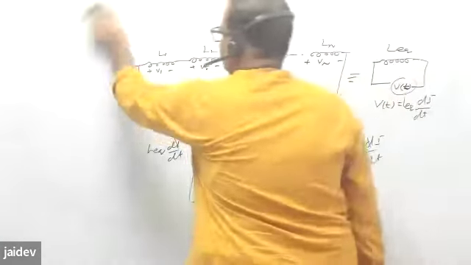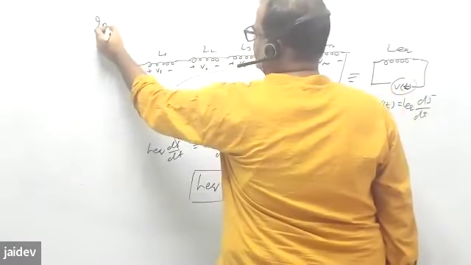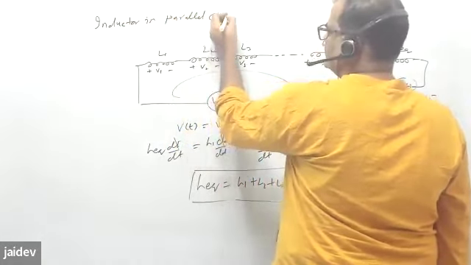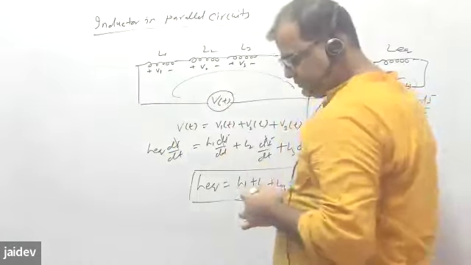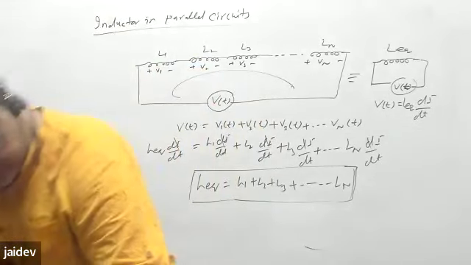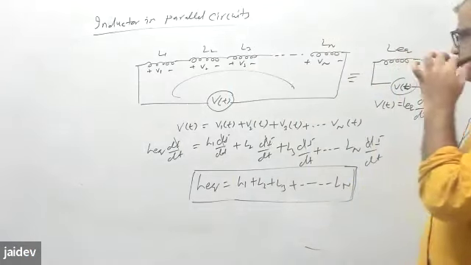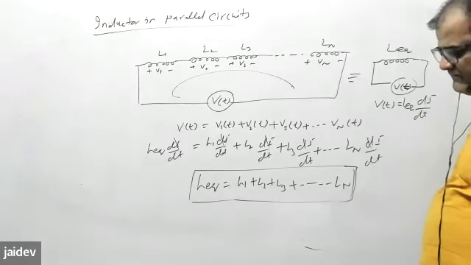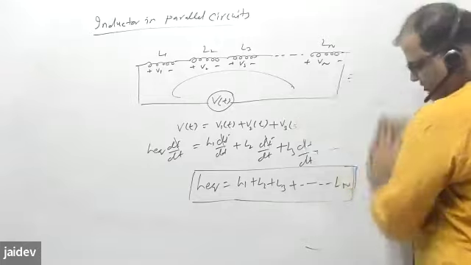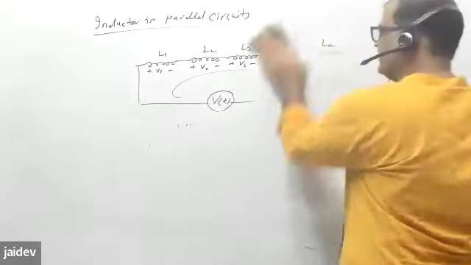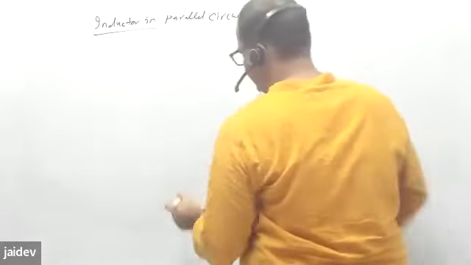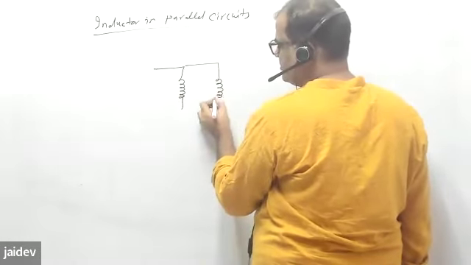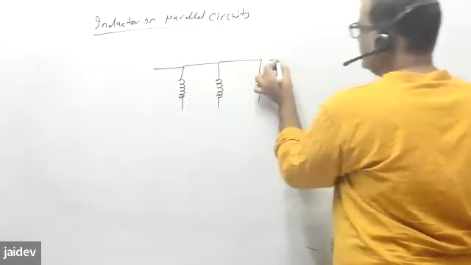Just in 2 minutes, we'll do parallel also. So, inductors in parallel circuits. Can I erase this one? Actually not required to do this one. Just 2 minutes are remaining. We cannot start a new topic. So at least we derive this formula. I can directly write the formula also. So now you have inductors which are in parallel. You should also know how the derivation is done.